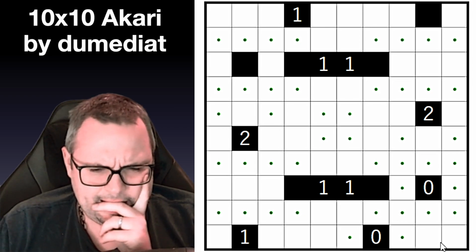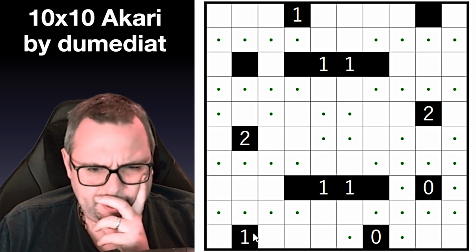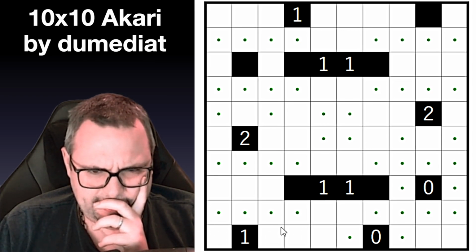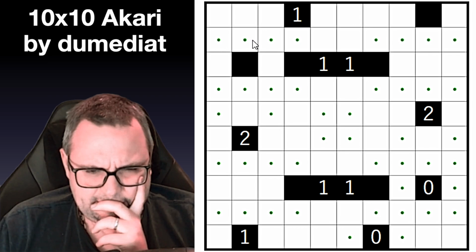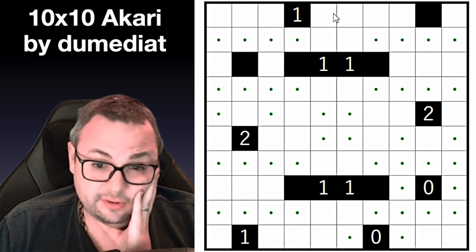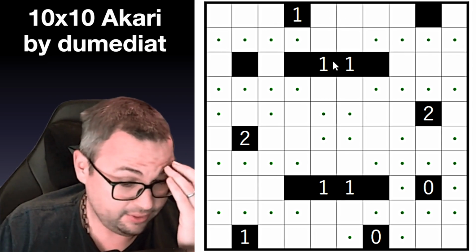Okay. This one doesn't have any commonalities like that. This one doesn't have any commonalities like that either.